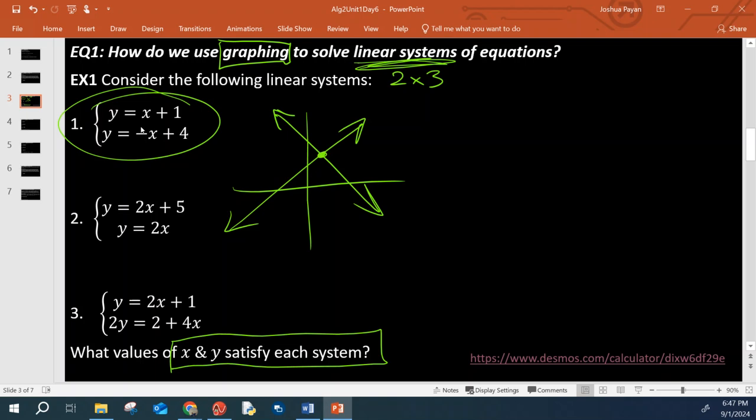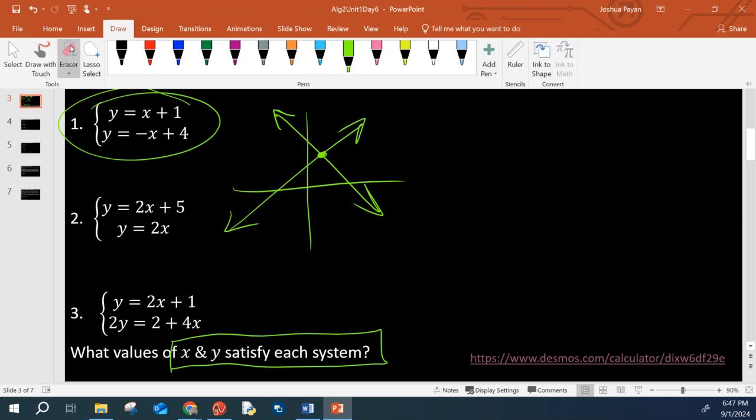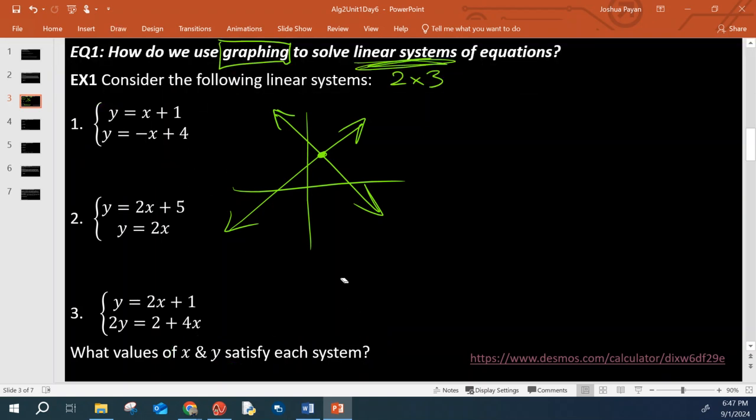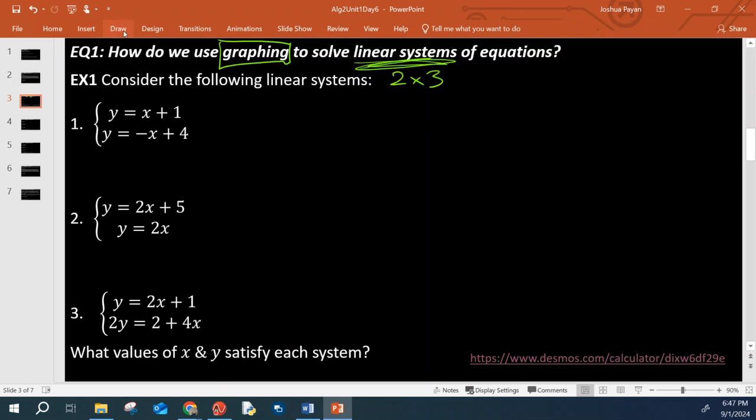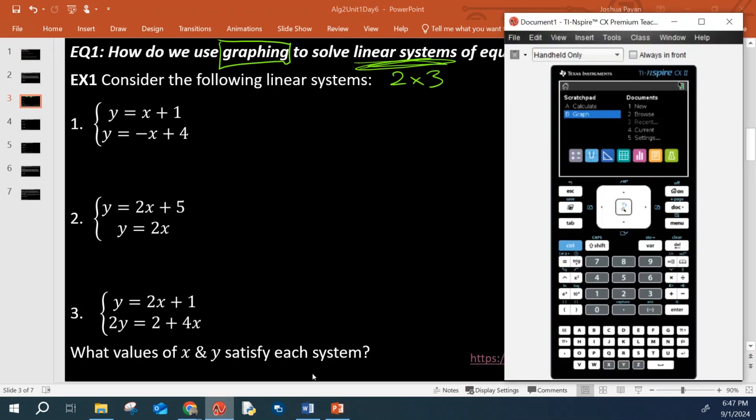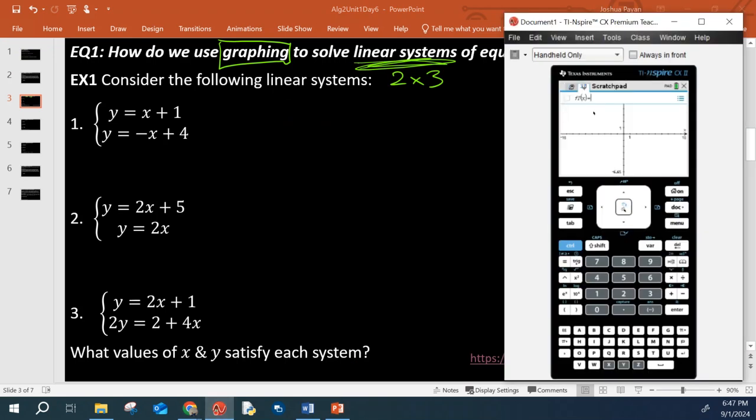That's kind of like saying where do these two functions agree with one another. So what values of x and y satisfy these systems? So it's simple enough. Your calculator can do it in a number of ways, but just by graphing, that's what we're going to look at in this video.